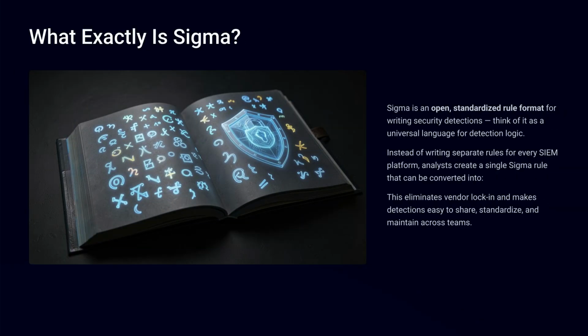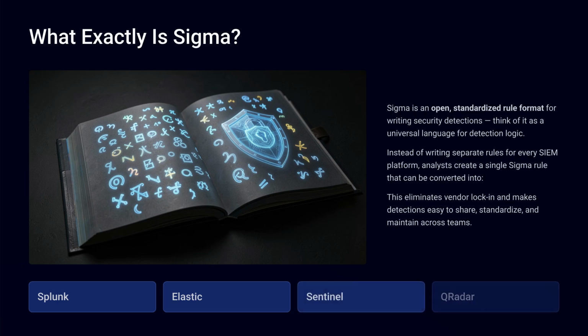Sigma is an open, standardized rule format for detection logic, serving as a universal language. Instead of writing separate rules for platforms like Splunk, Elastic, Sentinel, and QRadar, analysts create one Sigma rule that converts to all of them. This eliminates vendor lock-in and ensures easy sharing and standardization across teams.